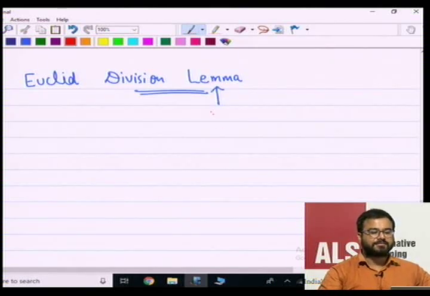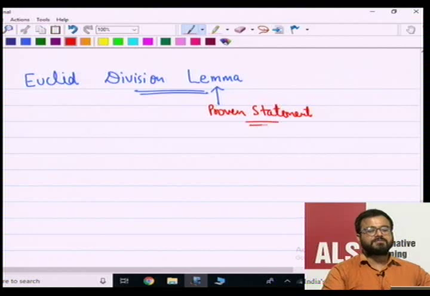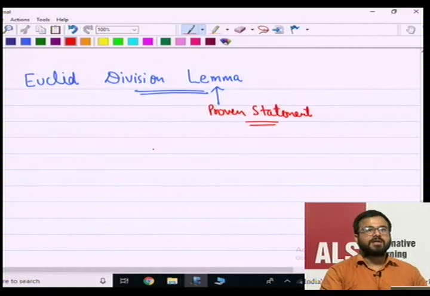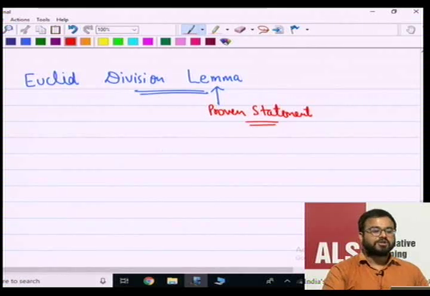Lemma is a proven statement. Proven statement means the statement which is already proved. We don't have to prove this statement; it is universally accepted. That is called a lemma. An already proven statement is called a lemma in mathematics. So Euclid division lemma talks about the principle of dividing.